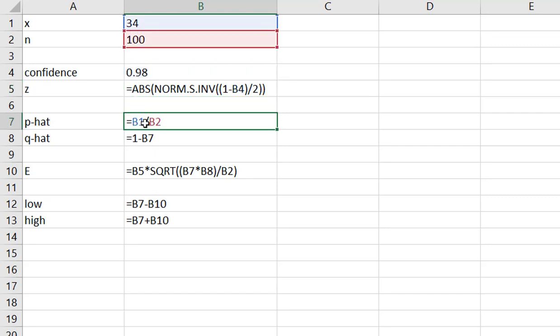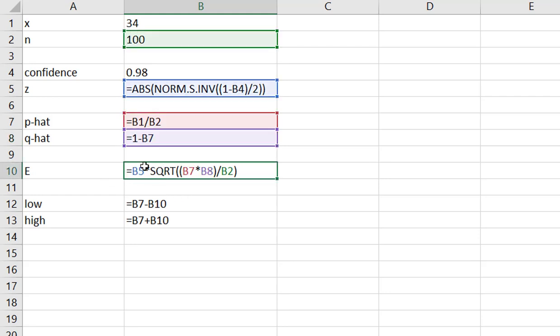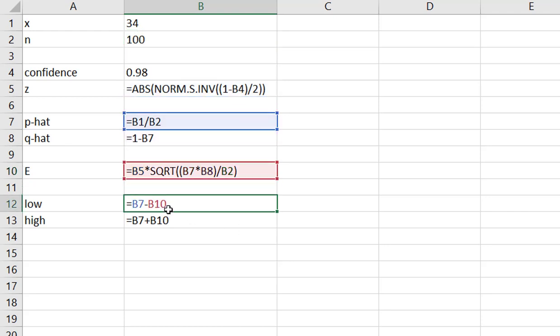How do you find p hat? You take x divided by n. How do you find q hat? 1 minus p hat. And then remember, my margin of error equals my critical value. So notice I'm referencing these cells. You don't see me typing numbers in here. Times the square root of p hat times q hat divided by the sample size. And then, of course, my lower limit is my sample proportion minus my error. And then my upper value of my interval is my sample proportion plus my error.